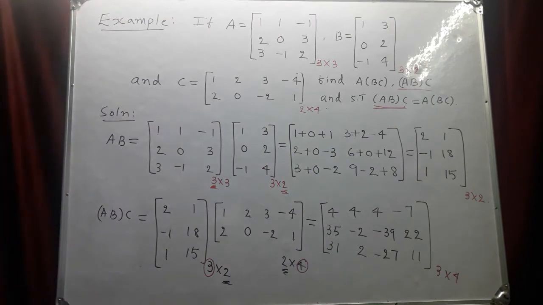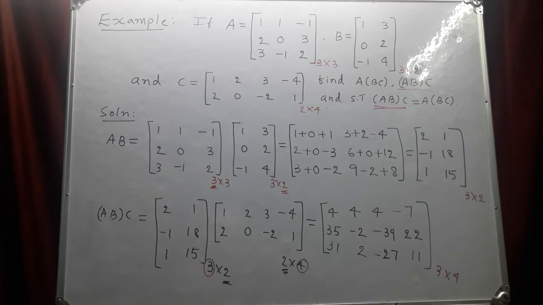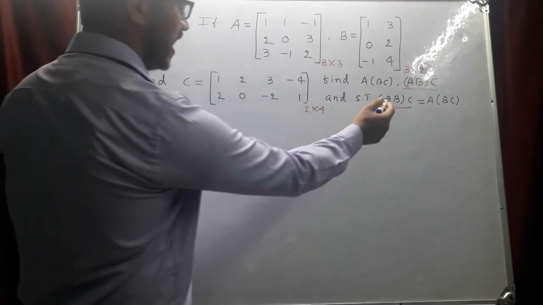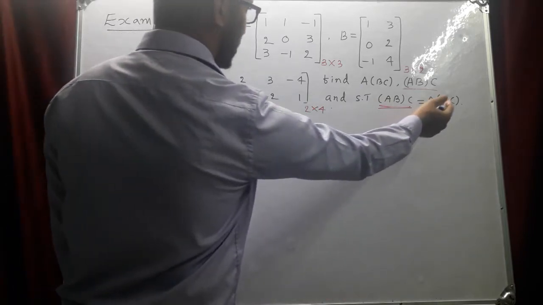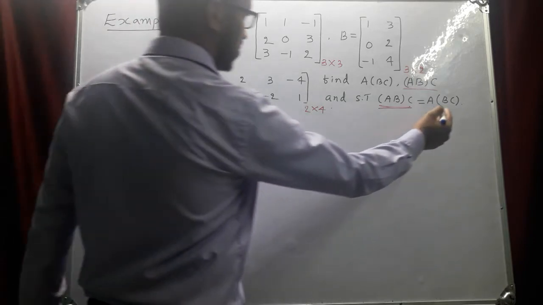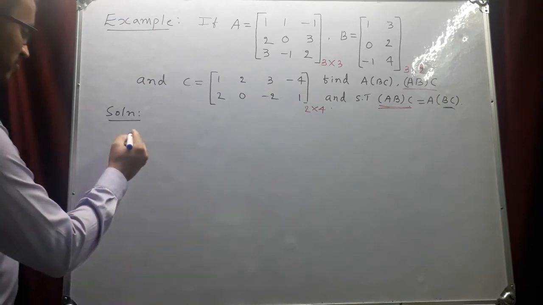Now let us find the value of A into BC. So we have found the value of AB into C. Now let us find the value of A into BC. To find this value, first we have to find the value of BC. So let us find the value of BC.